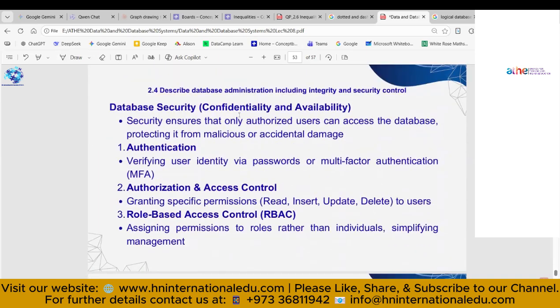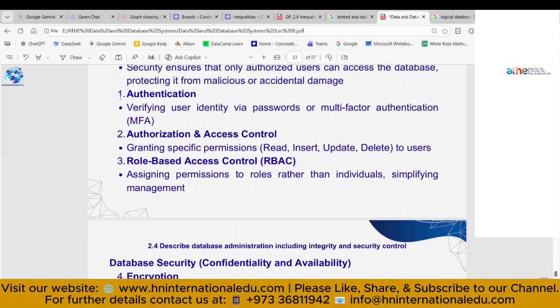So in database security, confidentiality and availability, security ensures that only authorized users can access the database, protecting from malicious or accidental damage. So first one is authentication. That means verifying user identity via passwords or multi-factor authentication. Then authorization and access control. So granting specific permissions to specific users: read, insert, update, delete. Okay, who should read, who should be able to insert, and who should have every permission.